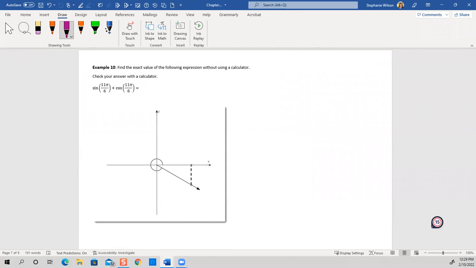So let's talk about number 10. So find the exact value of the following expression. So when you go to your unit circle and you find 11 pi/6, I get this point right here. You see it here? All right, so when we go there, we find that point. We need to figure out what is that ordered pair, what is going on.